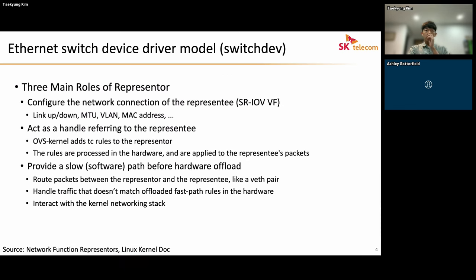So what does the representor do in the switchdev model? First, we can configure the network connection of the representee, which is the SR-IOV VF. Second, we can apply RTE flow or TC flow rules to the representee. When we apply the flow rules to the representor, the actual packet processing is also applied to the representee, which is operated inside the hardware NIC. Third, the representor becomes a slow path before deciding the fast path flow rules.